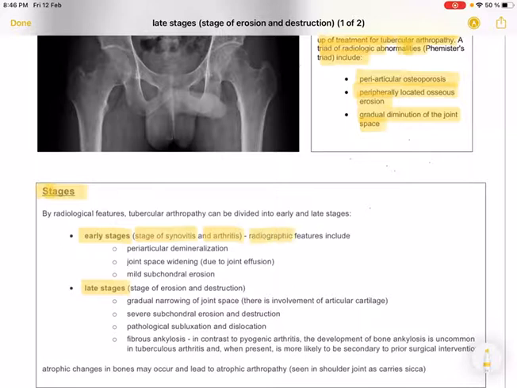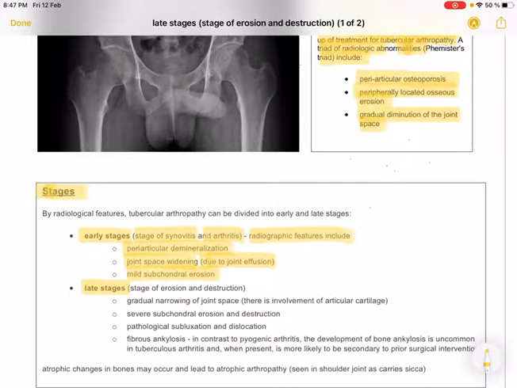So what are the radiological features? In case of the early stage of synovitis and arthritis, we can see pre-articular demineralization, joint space widening because of the effusion or exudate in the joint space, and some sort of mild subchondral erosion. As I said, erosion is mostly seen in the late stages, but some mild subchondral erosion can also be seen in the acute or early stage.